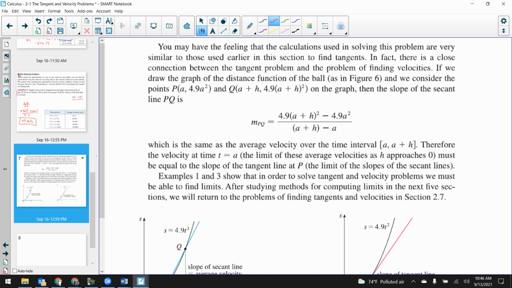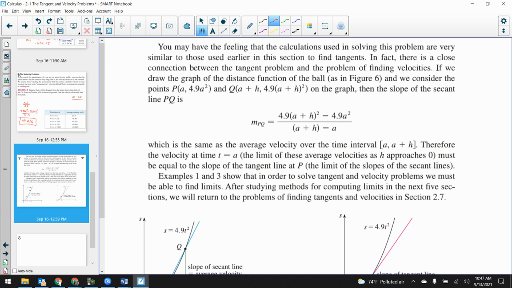Now, I wanted to say something about something that we've calculated before. This whole difference quotient thing. Remember doing that in chapter 1? We may have the feeling that these calculations used in solving these problems are very similar to those used earlier in this section and even in the past chapter. There is a very close connection between tangent problems and the problems of finding velocities.